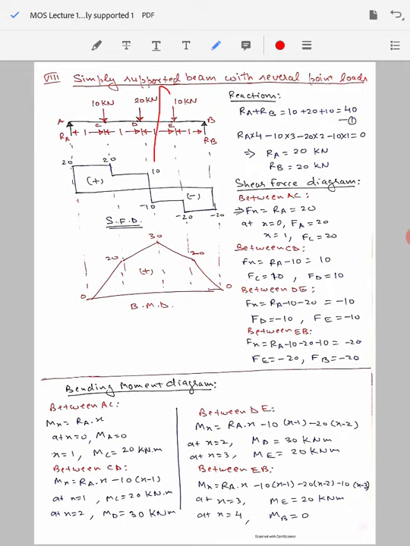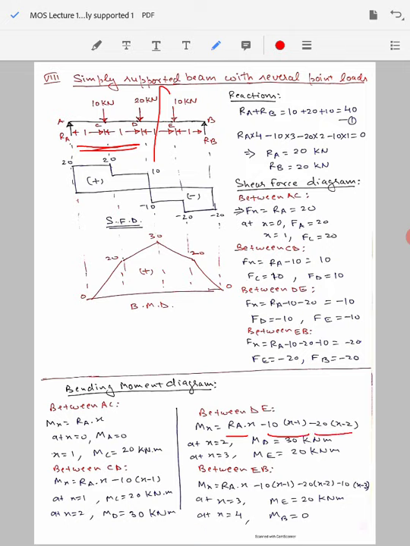So there will be reaction force RA into x. Then the next one is minus 10 into x minus 1, that we have already discussed. The new force that has appeared is 20 kilonewton. Because of that, again there will be an anti-clockwise moment, and its distance from the cut section will be x minus 2. This is because the 20 kilonewton load is at 2 meter distance from the left end, and the cut section is at x meter distance from the left end, or the point A.